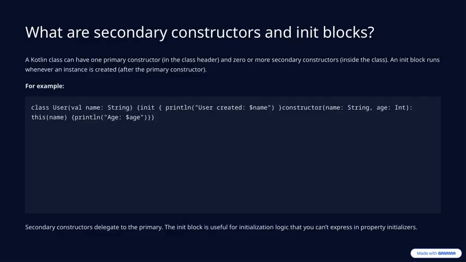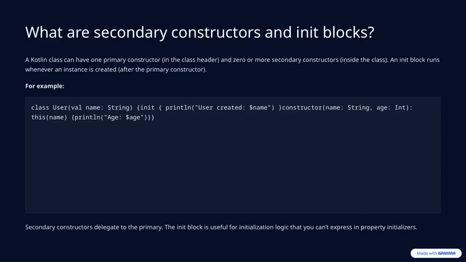So let's talk about secondary constructors and init blocks in Kotlin. A class in Kotlin can have one primary constructor, which is declared right in the class header, and then it can also have 0 or more secondary constructors, which are defined inside the class body. Now, whenever you create an instance of this class, the init block runs automatically after the primary constructor.